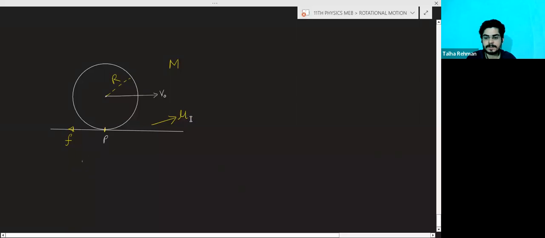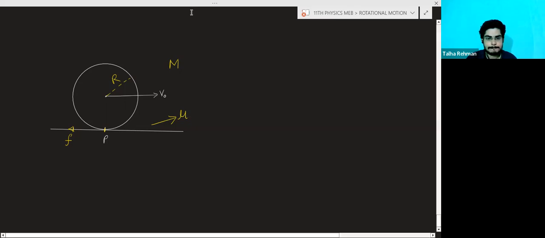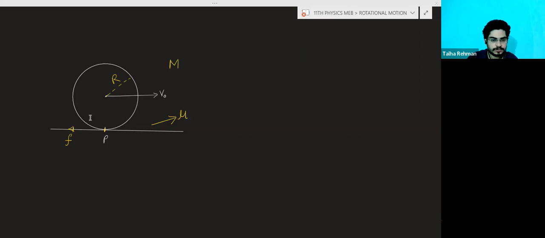Coefficient of friction is given. Divyangi? What will be the value of this friction force? Shiva?